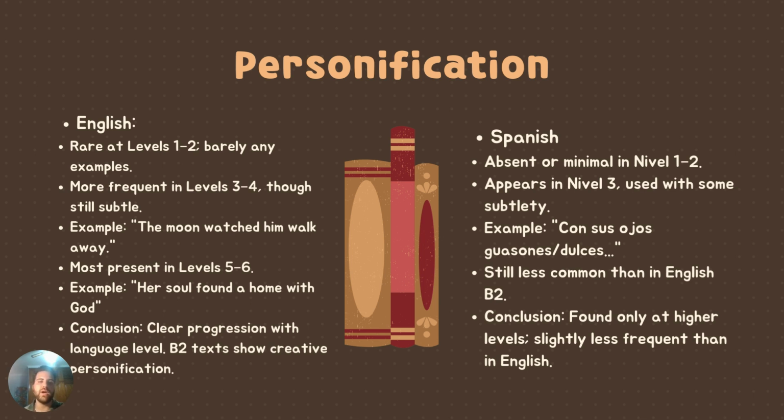In Spanish, rather, it is absent or minimal in levels 1 and 2, the same, and appears in nivel 3, used with some subtlety. For example, con sus ojos guasones, con sus ojos dulces, still less common than in English B2, though. So therefore, it is found only at higher levels, slightly less frequent than in English.